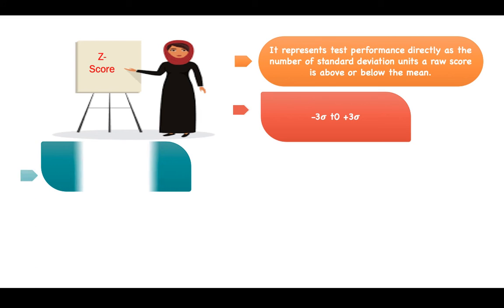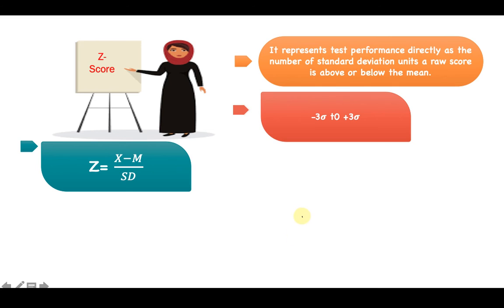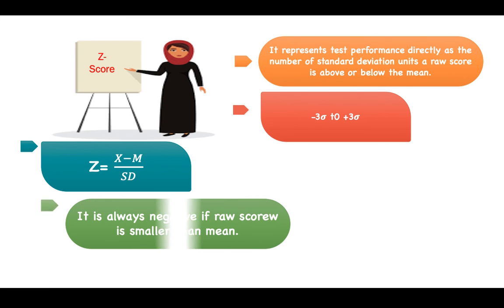The formula for computing the z-score is: z-score equals x minus m divided by standard deviation. Here x represents the raw score and m represents the mean, or arithmetic mean, of the raw scores. Standard deviation represents the standard deviation of the raw scores. A z-score will always be negative when the raw score is smaller than the mean.